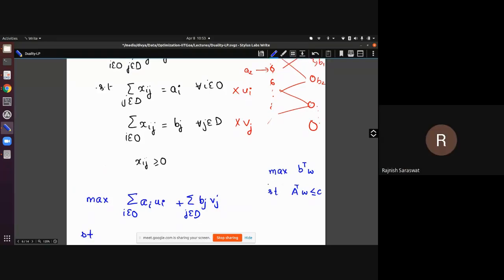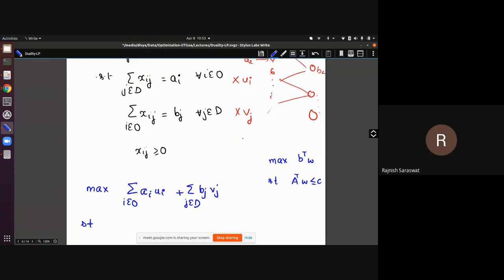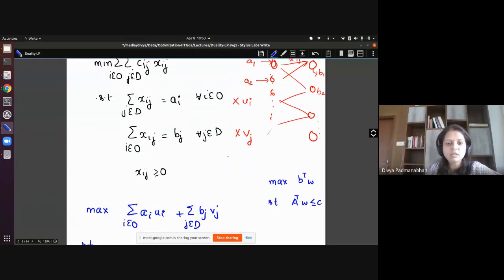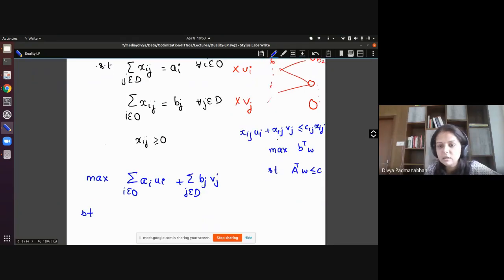Xij ui plus Xij vj less than or equal to Cij. That's what is going to come: Xij times Ui plus Xij times Vj, and you want this to be less than or equal to Cij, translating what we saw earlier. So the coefficients of Xij are exactly Ui and Vj, and you want this sum, Ui plus Vj, to be less than or equal to Cij, right?